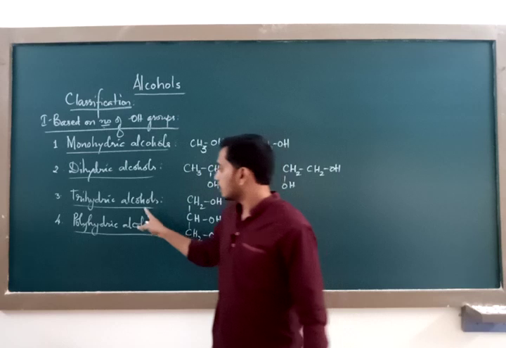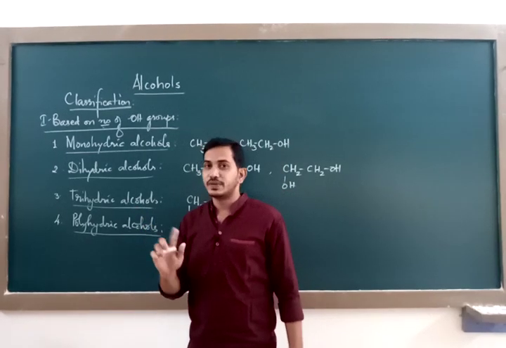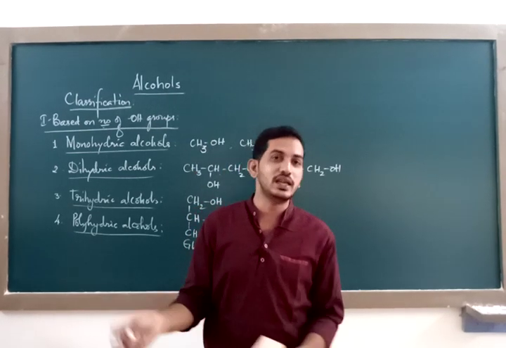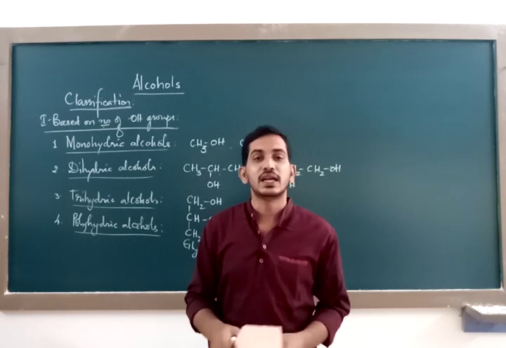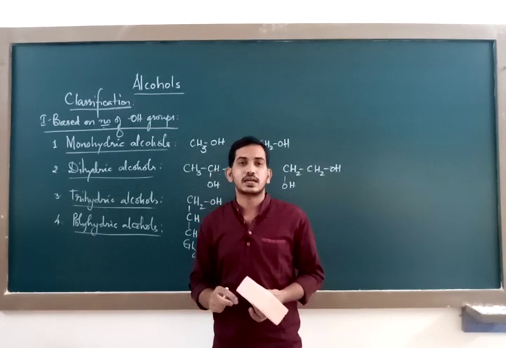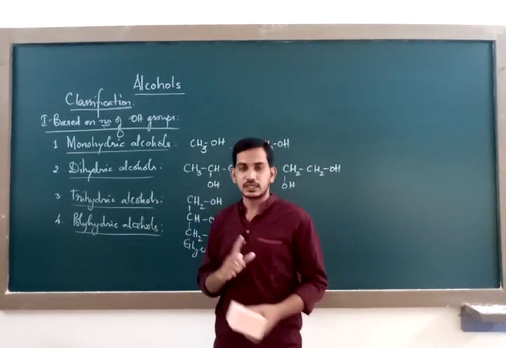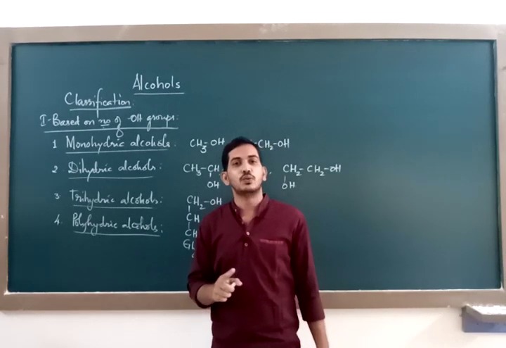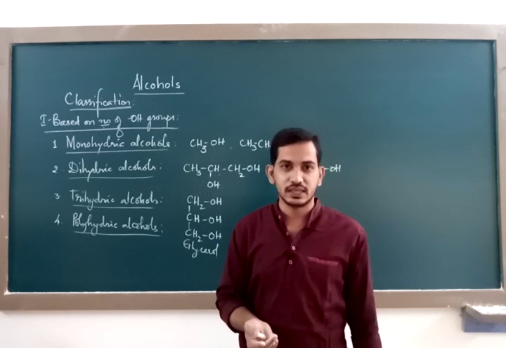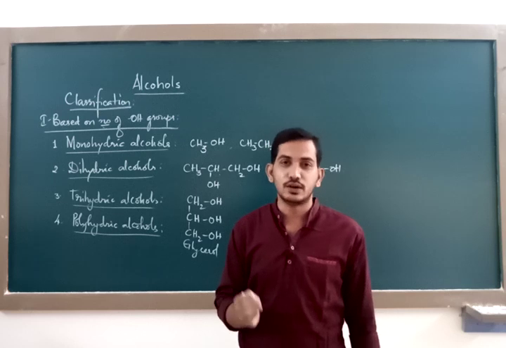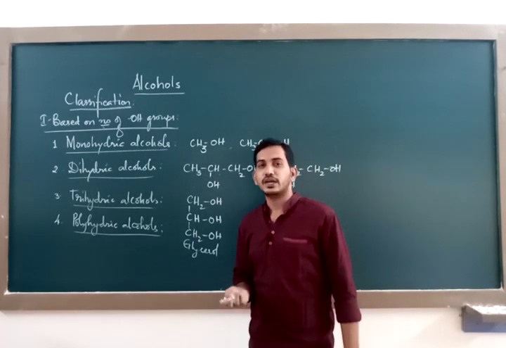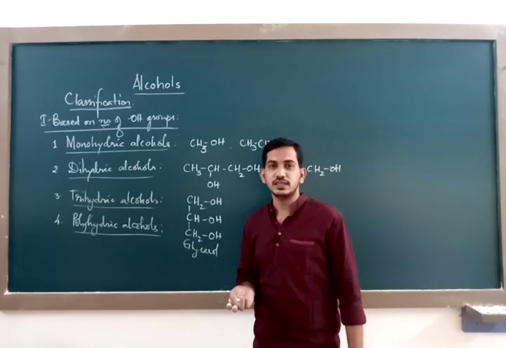This trihydric alcohol category was not present in haloalkanes. In haloalkanes you had only monohaloalkanes, dihaloalkanes and polyhaloalkanes. Here you have one more extra category, trihydric alcohols. Based on the number of hydroxyl groups they contain, alcohols are classified into 4 types. First, monohydric alcohols which contain only 1 hydroxyl group. Then dihydric alcohols which contain 2 hydroxyl groups. Trihydric alcohols which contain 3 hydroxyl groups, and polyhydric alcohols which contain more than 3 hydroxyl groups.